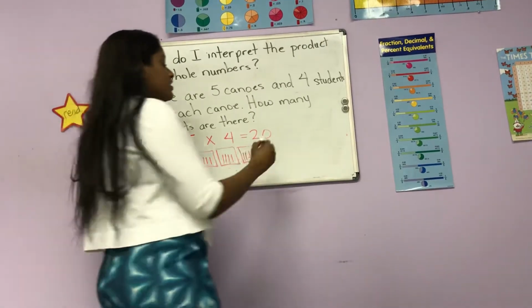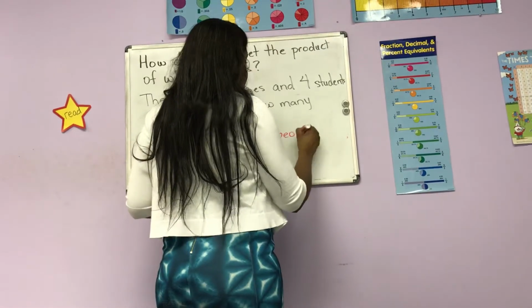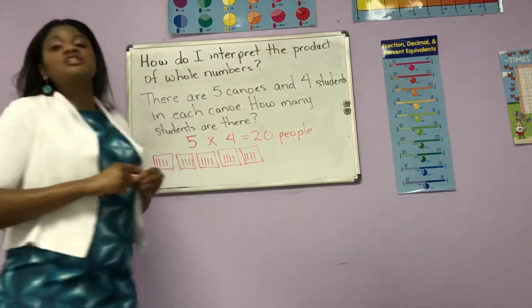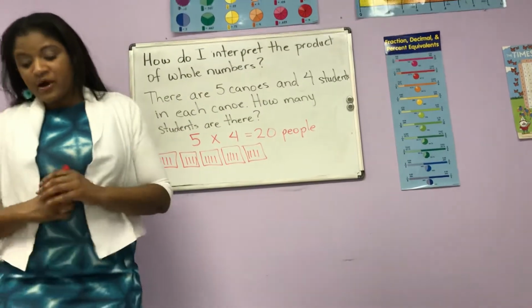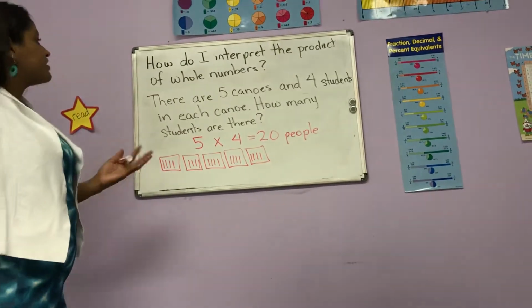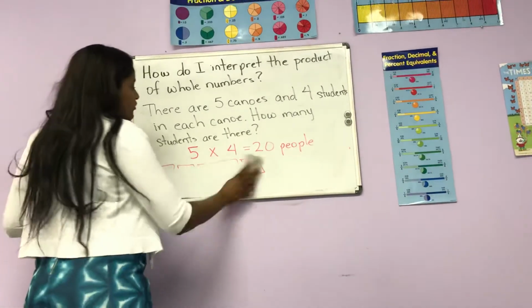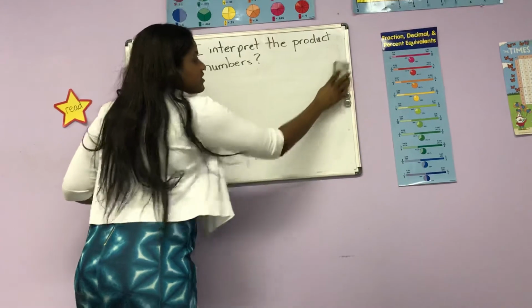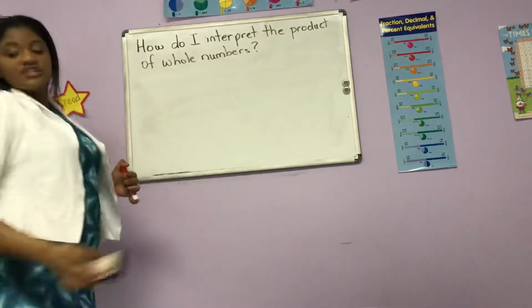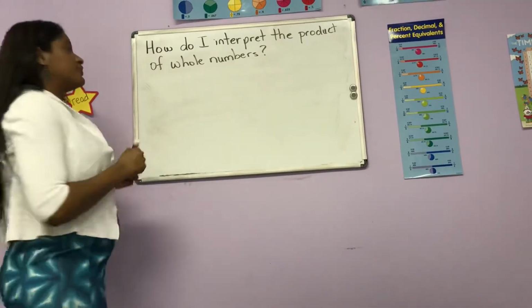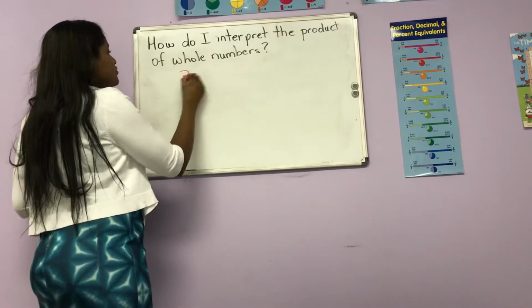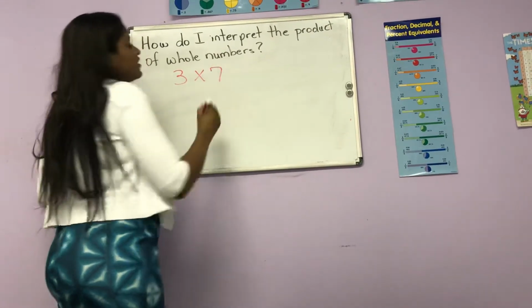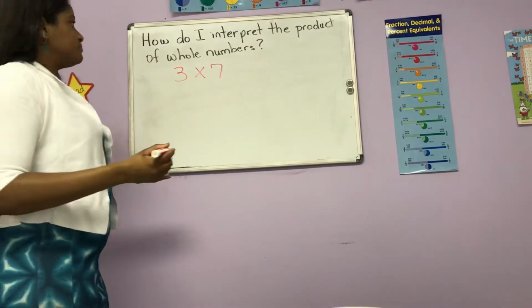So the product of a multiplication problem tells us the total number that we have. And there are different ways we can model our multiplication. And the other thing to also remember about multiplication is it is commutative. If you want to remember what that is, you can check out my video on the commutative property of multiplication.